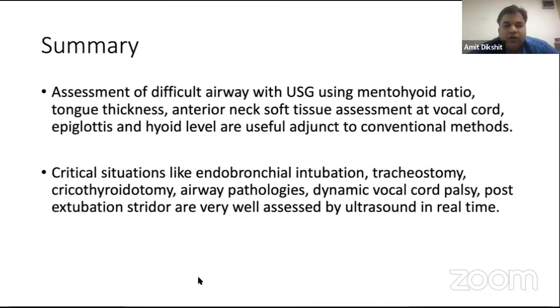Our PGs are doing this. The chart, we have attached it to all our ultrasound machines for ready reference. And so in summary, what has ultrasound changed in difficult airway? Yes, it is still emerging.